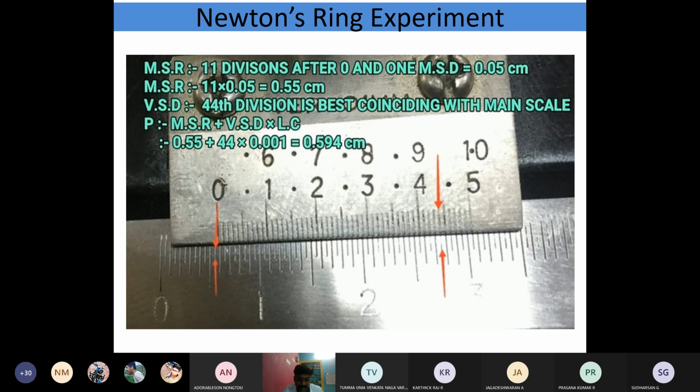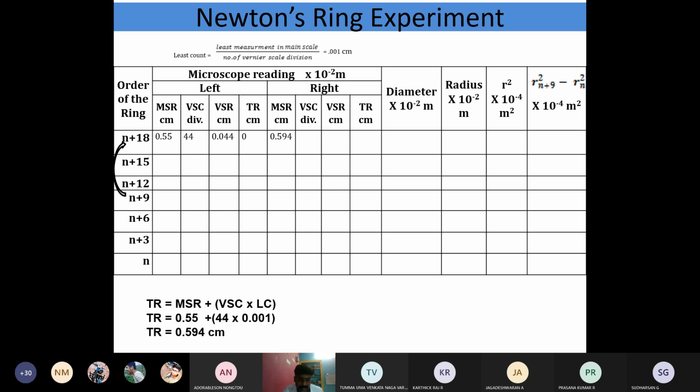Now the vernier scale division is the exact coincidence with the main scale. We can see that 40, 41, 42, 43, the 44th line in the vernier is exactly coinciding with the main scale. So we have to consider that the vernier scale coincidence is the 44th division. Then we have to put the main scale and the vernier scale values in the total reading formula to get the final result. I will show the readings also, and how we are writing these results.